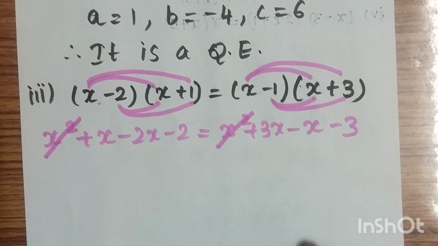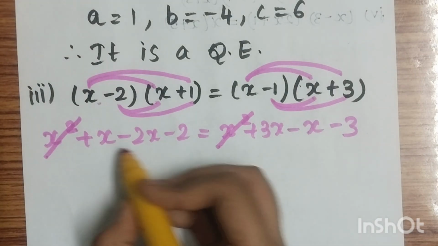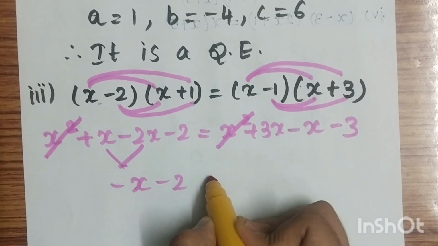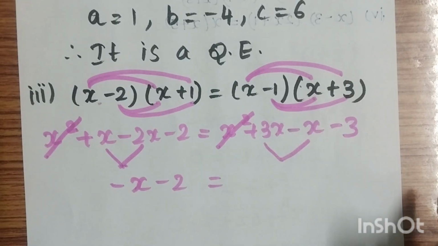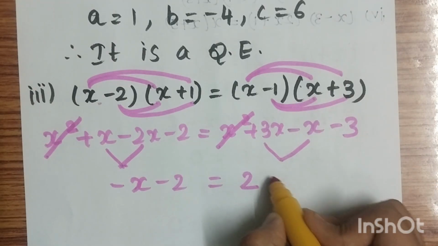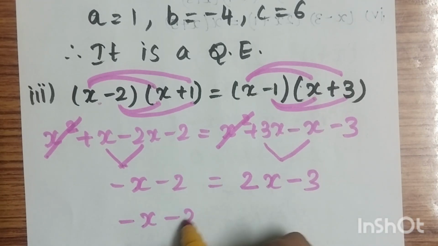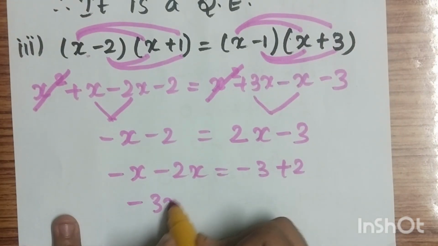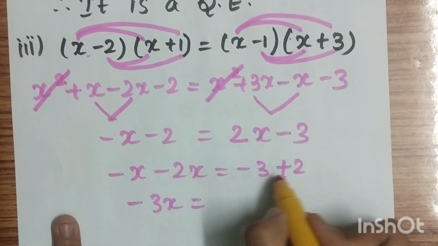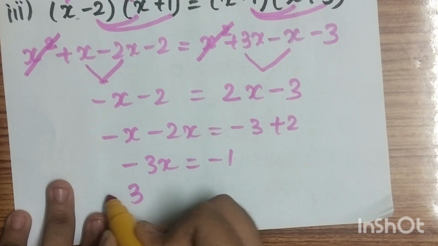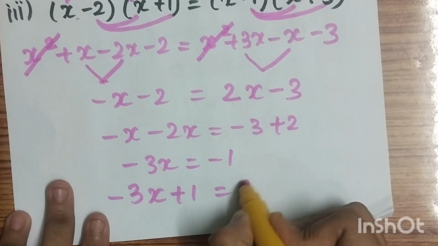But you can simplify this. Okay, we can simplify and write in a neat manner. So I can solve this. So I'll be getting here minus x minus 2, and here 2x minus 3. So minus x minus 2x minus 3 plus 2. So minus 3x, and then here minus 1. So it is nothing but minus 3x plus 1 is equal to 0.